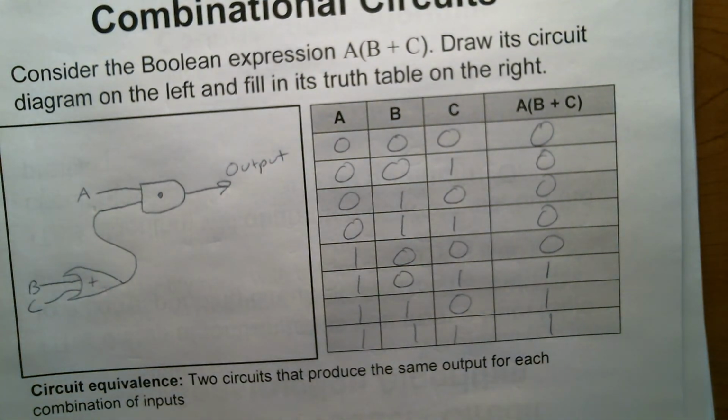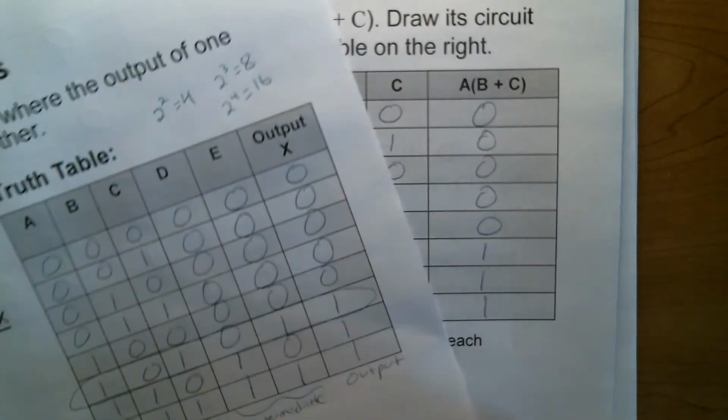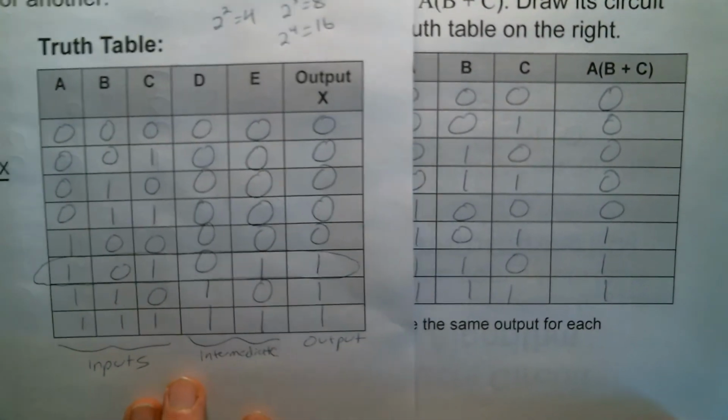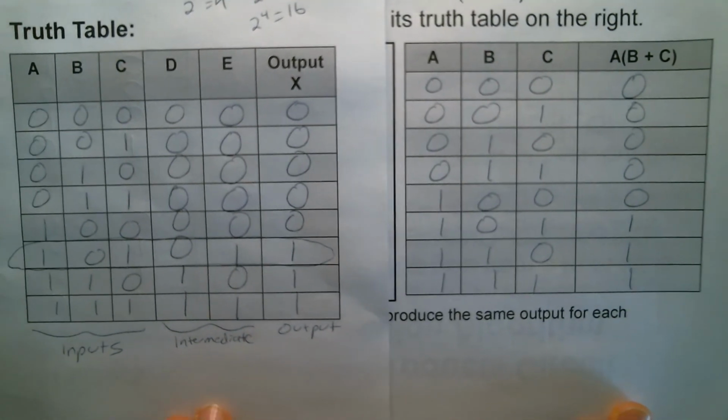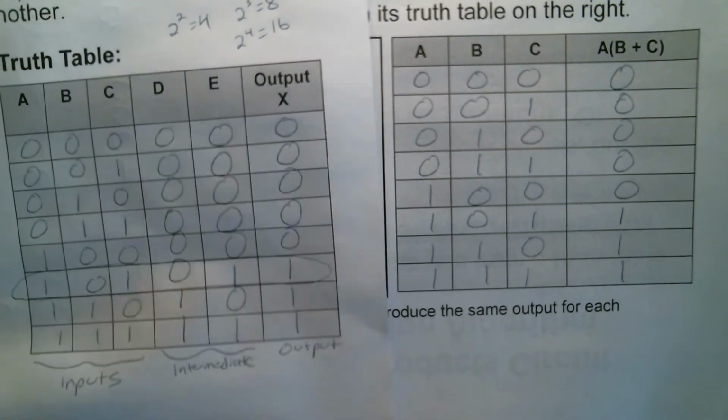Now, hold up, because that looks awfully familiar. That looks a lot like the one we just did. I would say that it looks almost identical. I mean, not almost identical, it looks identical. It's the same exact truth table. So what's happening here?